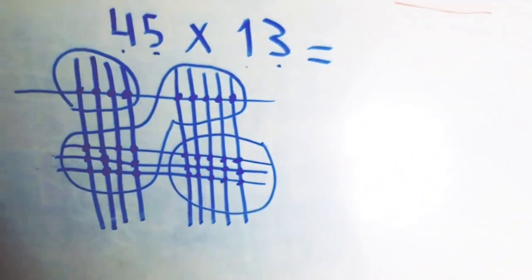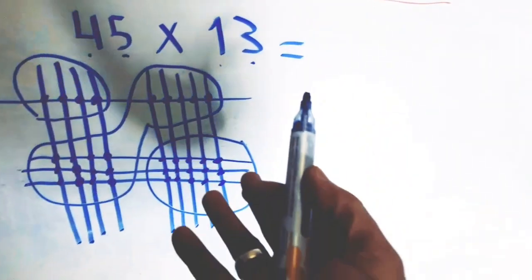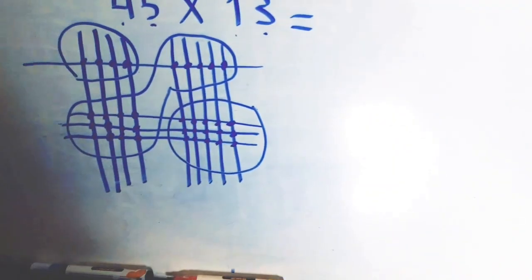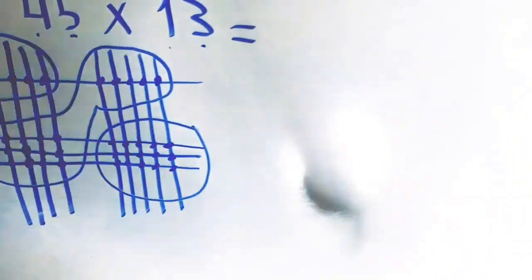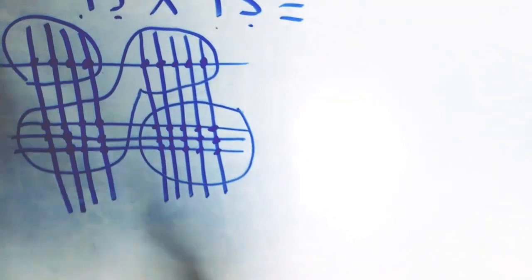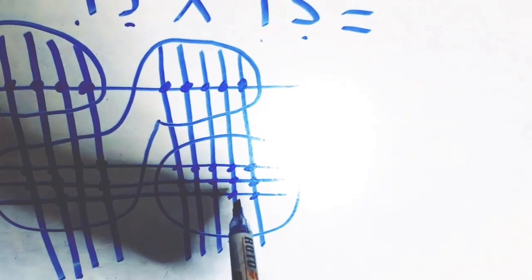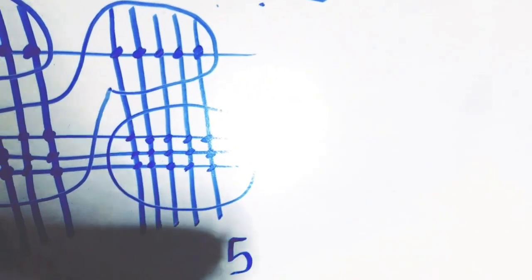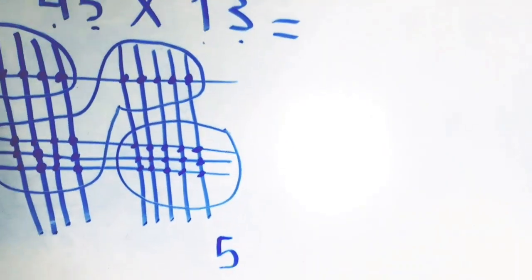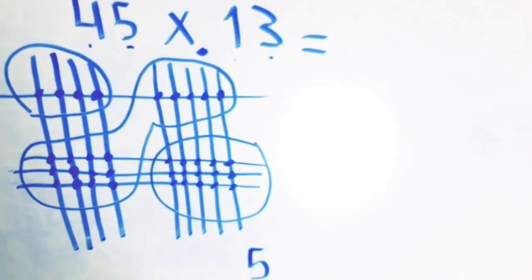Now we must count the dots found in each zone, beginning, of course, from the first zone, which is located at the bottom right side, or the right bottom side. Okay. 1, 2, 3, 4, 5, 6, 7, 8, 9, 10, 11, 12, 13, 14, 15. We write 5 and carry forward 1 dot to the second intersectional zone.